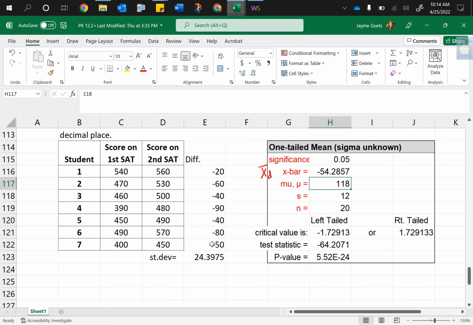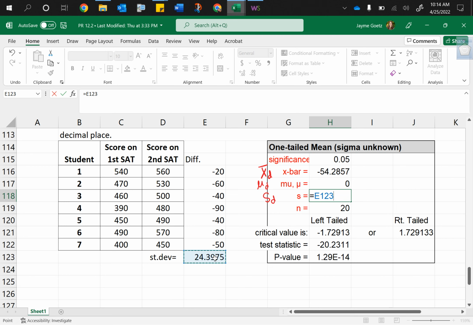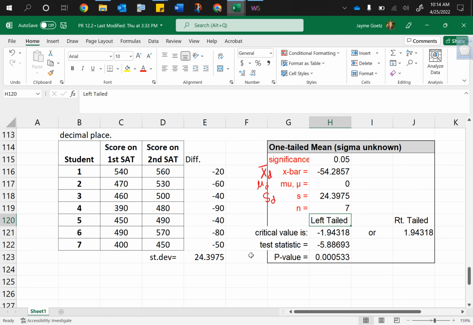What about my mu? What did we say my mu was? 0, very good. Now my S value, remember this is S sub D, just like this is mu sub D. My S value I've already found. So if you want, you can come over here and type it in again, or I'm just going to go equals and do a cell reference. Do not round it, okay? Do not just type in 24.4. That's not what I want. I want the exact. And then my n value. What was my n value we said? 7. And look, they have all of that information. They found my x bar value. There is my S value. We know my n value.